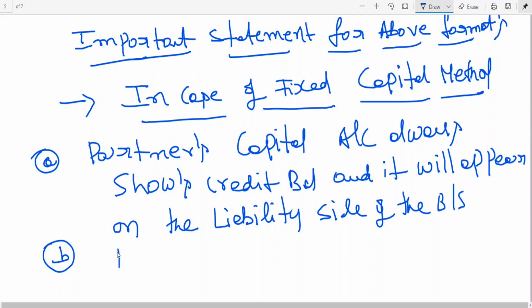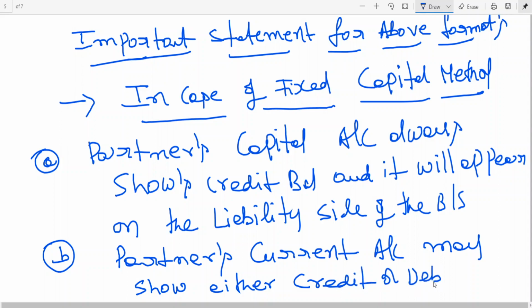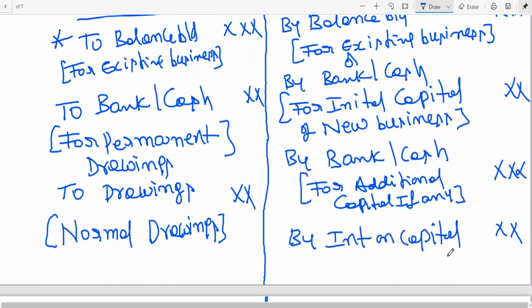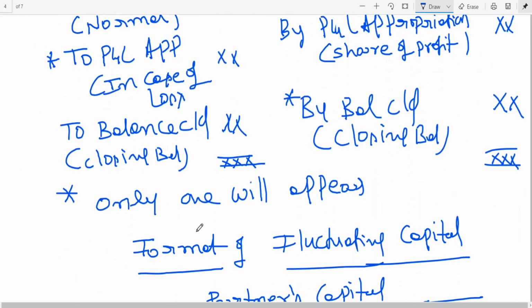But partner's current account, these things you can expect as a true or false 2-mark statement. That is why I am writing here. I think this came a number of times in the examination. Partner's current account may show either credit or debit balance. That is why if you look at the partner's current account, I have written here, by balance brought down to balance. It may show credit balance or it may show debit balance.